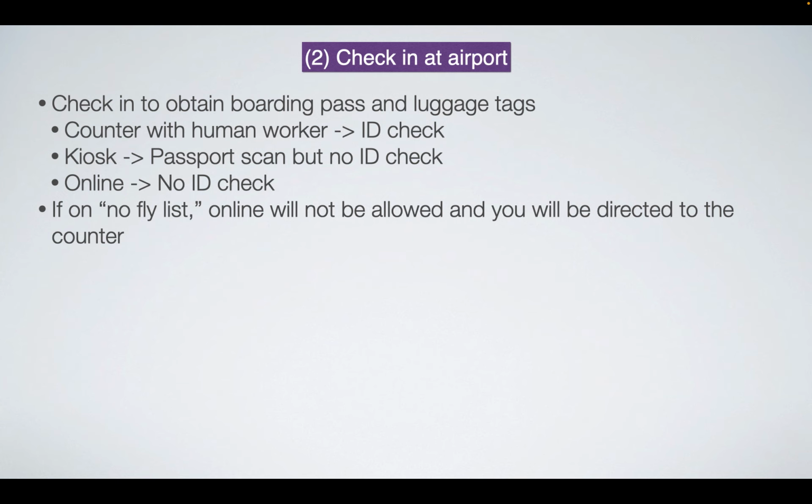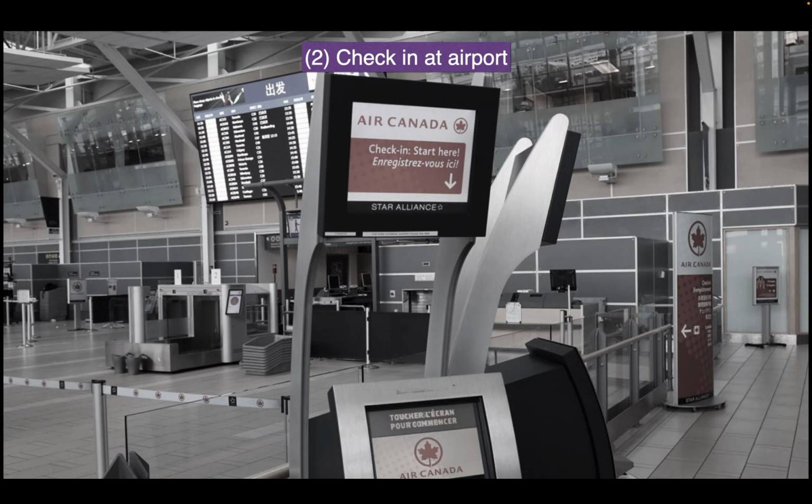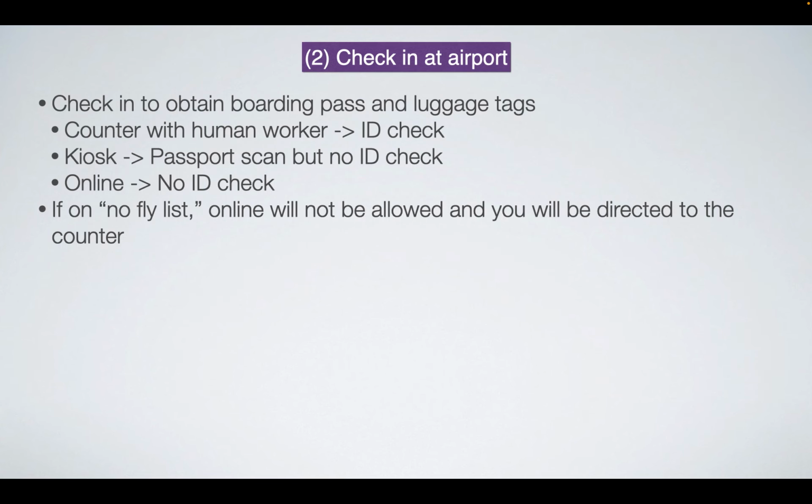Okay. You can do a kiosk. So a kiosk is a computer or terminal. With a kiosk, they generally ask for your passport, but they won't match it against your face.